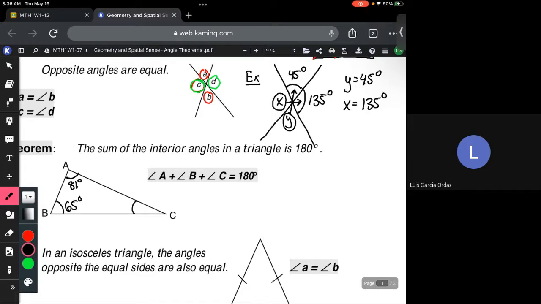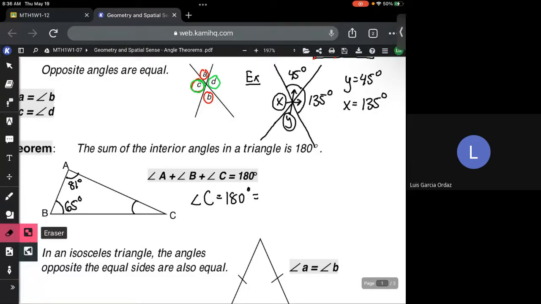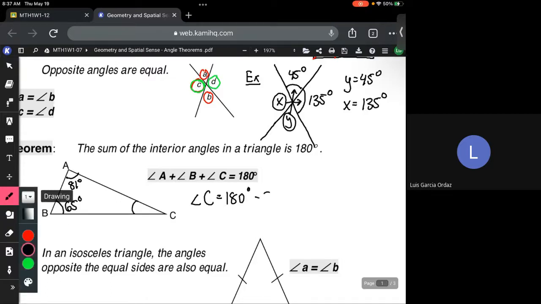You add them together and then try to find out what to add. You're close. 65 plus 81 is 146, and then you do 180 minus 146. So when you have two angles given and you're finding the missing one, in this case angle C, you take the sum of all of the angles, which is 180, and subtract the angles you've been given. So you take 180, subtract 81, subtract 65. Aaron, what was the answer again? 34 degrees.